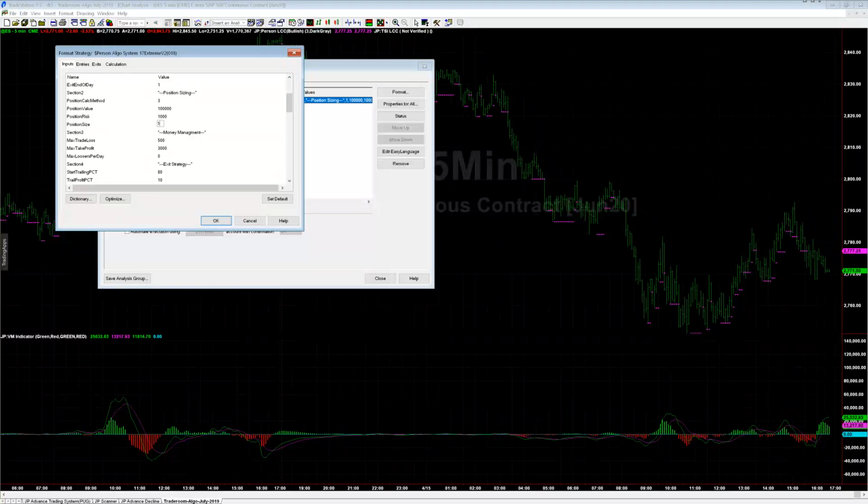I mean, all I can do is ride it, trail a stop, or get out of the position entirely. But when trading a minimum of 2 lots, I can at least get out of half the position. If I use 3 lots, then I can get out of 33% of a position, thirds, right? Get out of a third and then trail the stop or optimize it.